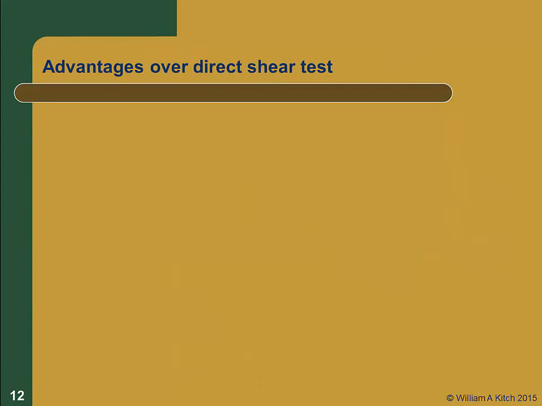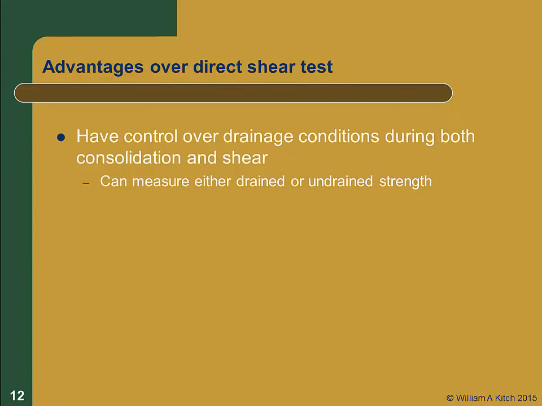So now that we've covered the basic triaxial tests, let's discuss some of the advantages this test has over the direct shear test. The triaxial testing procedure gives us control over drainage conditions both during consolidation and shear. Therefore, it allows us to measure either the drained strength or the undrained strength of a soil. The shear plane is not confined to a fixed plane as it is in the direct shear test. This gives us a more realistic failure surface and a better measure of the strength of a soil.